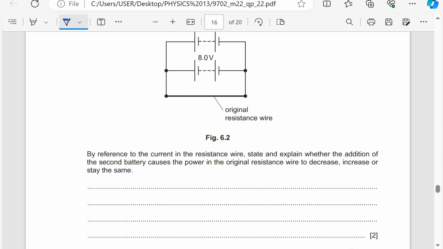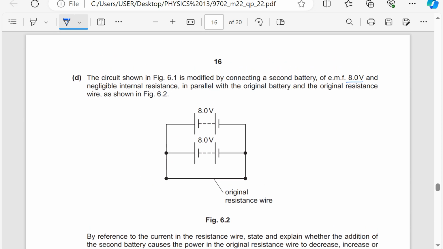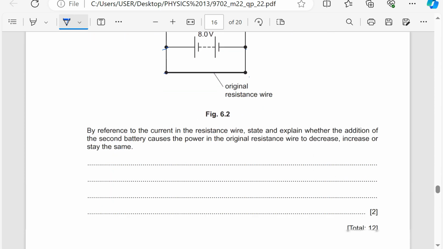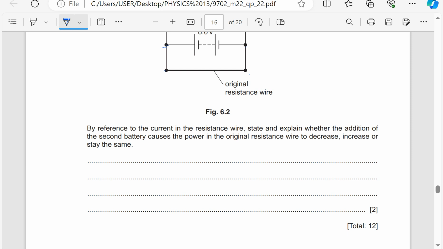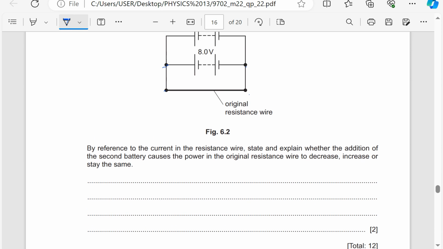Of course, it's going to stay the same. The current is going to stay the same because the PD across the original wire is still going to be 80 volts. When we have two batteries in parallel, the PD across the device is equivalent to the EMF of just one cell. So the current in the wire is the same, since the PD across the wire is the same, it is still 80 volts. It's not 80 plus 80.